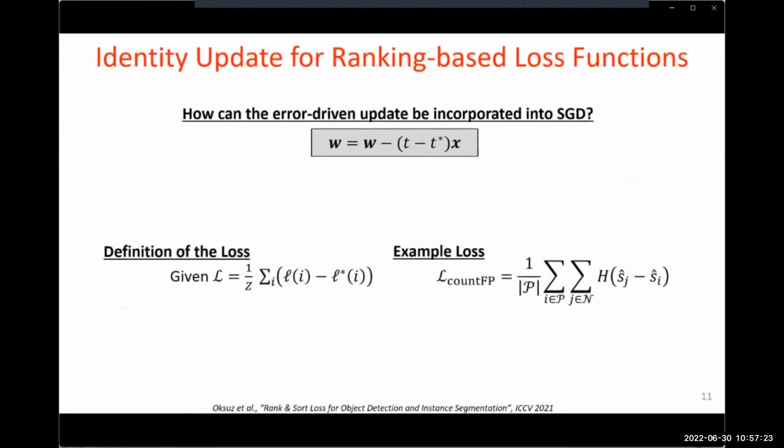Inspired by the work of Chen and his colleagues, identity update uses error-driven update from perceptron learning, and it is proposed as a general framework to optimize ranking-based loss functions. It assumes a ranking-based loss function to follow the form on the left side of the screen, in which the loss is the normalized sum of the differences between the current error computed on example i, that is Li on the screen, and its target value, that is L star i in the definition of the loss. For example, for our toy example, Li is the number of negatives ranked over ith positive. The target term is 0, since the number of negatives is 0 when we rank all the positives above negatives, and the normalization constant is the number of positives.